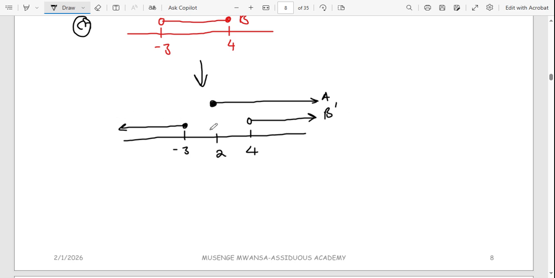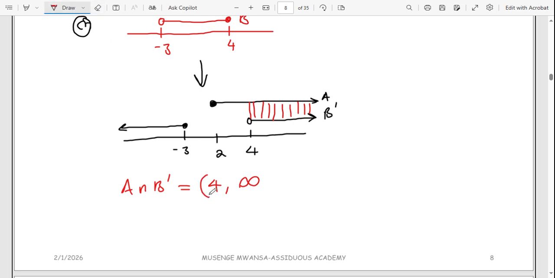Now look at the set B, which is down, and the set B complement, which is down, and the set A, which is on top. Where are they meeting? Can you see that they are meeting from here all the way forward? And they are all having arrows going forward. That means that A intersection B complement is just from 4 all the way up to infinity. And 4, because it's not in the set B complement, can't be part of the intersection. Therefore, that is going to be open. And because both of them are going towards infinity, infinity is always not included. So that is going to also be open.